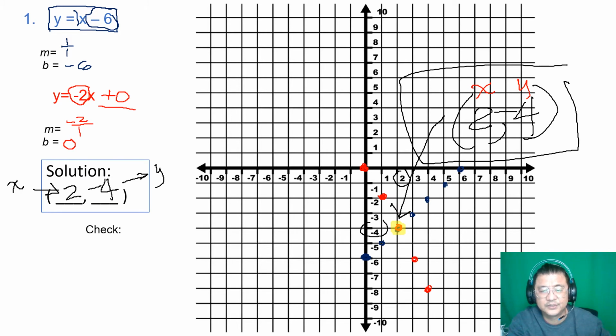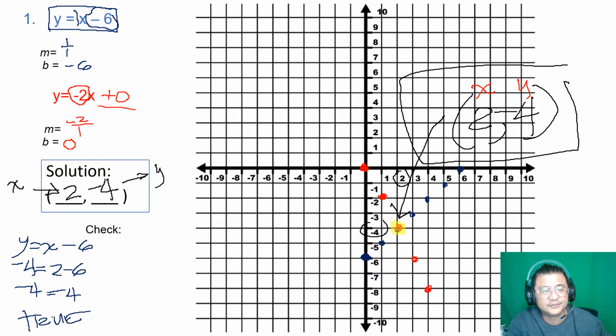Let's start with the one in blue. Y equals x minus 6. Instead of writing y, I will use -4. Instead of writing x, I will use 2, minus 6 on the left. -4 is equal to -4. So it's a true statement.